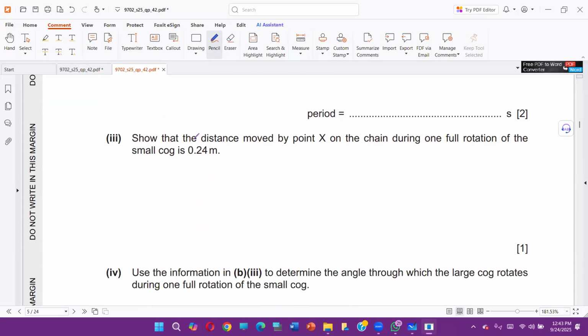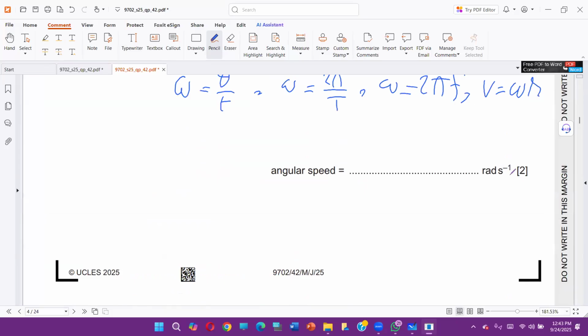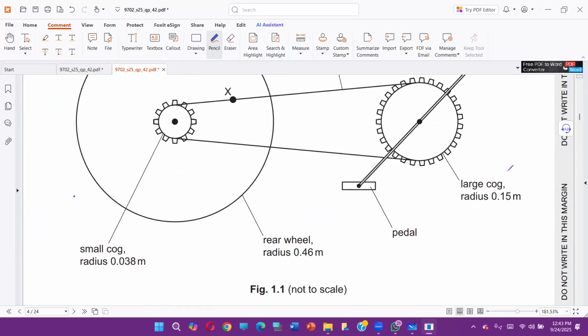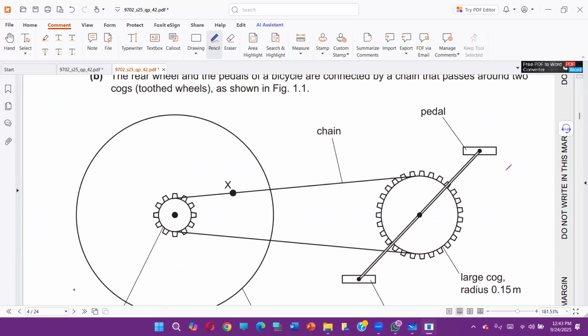So the distance moved by the point x on the chain during one complete rotation of the small cog is 0.24. Now let's look at this. There is a small cog and there's a large cog. And identify this is point x. So what is it asking here? Suppose it moves like this. It will move like this. Will it move like this?